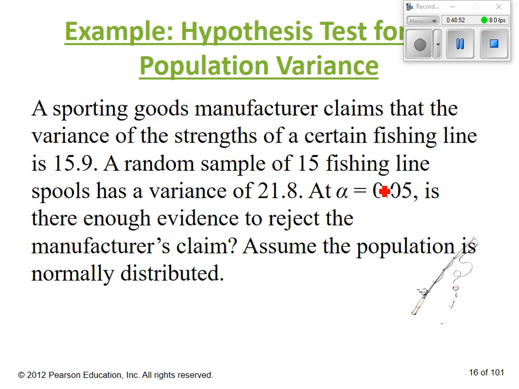Last one here. A sporting goods manufacturer claims that the variance of the strengths of certain fishing line is 15.9. A random sample of 15 fishing line spools has a variance of 21.8 at a level of significance of 0.05. Is there enough evidence to reject the manufacturer's claim? Assume that it's normally distributed.